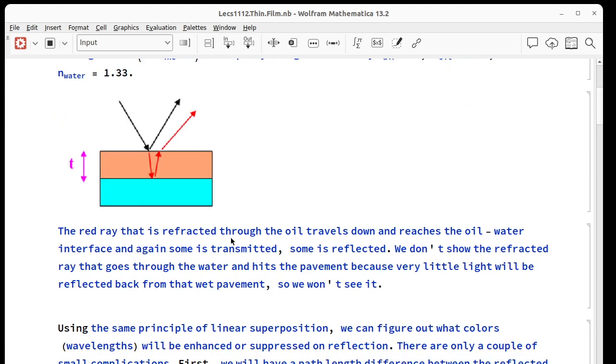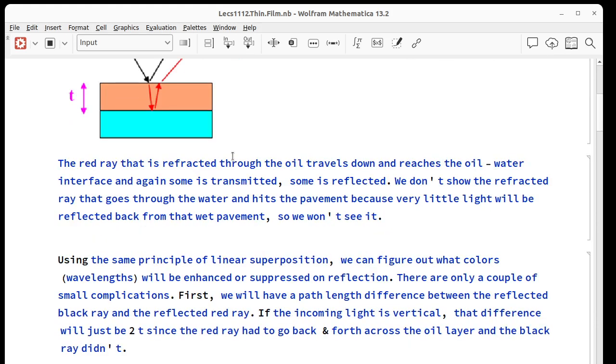If we use this idea of linear superposition that we've used before, where we just add up waves that come in from different sources, we can look at the light leaving the surface of the oil compared to the light that went through the oil and bounced off the water and came out. We're going to see what the phase relationship is between this black arrow and this red arrow.